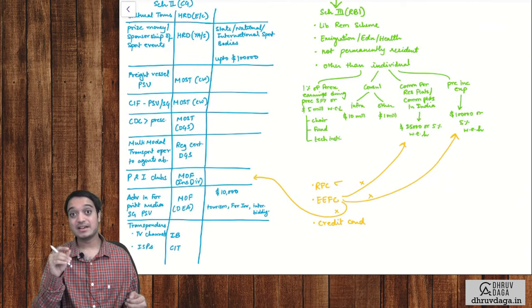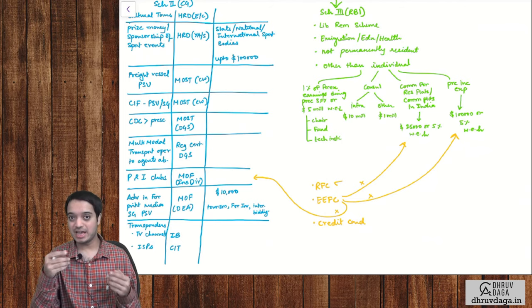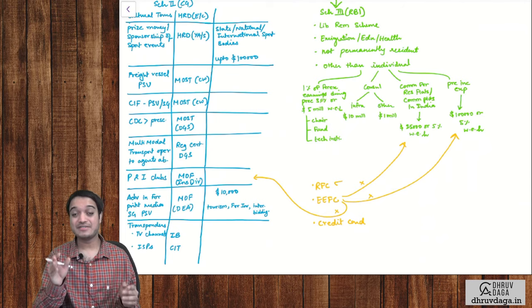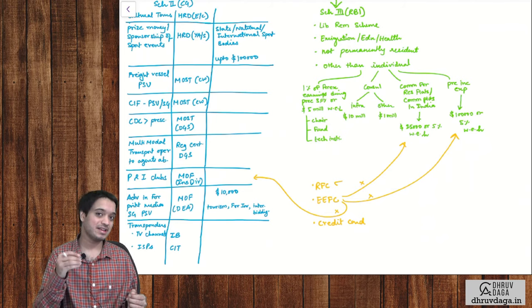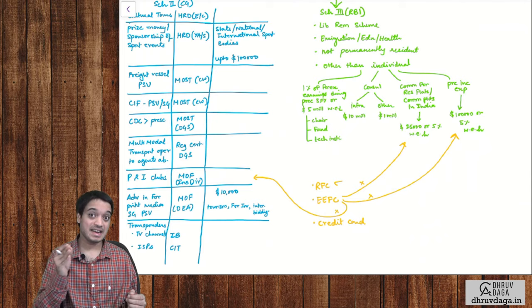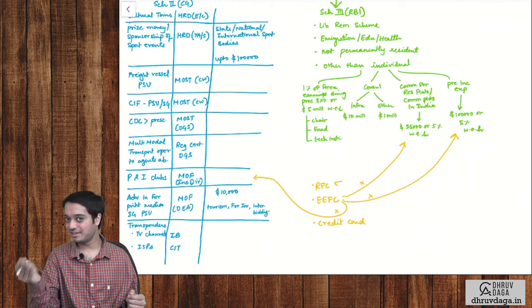The first one is for creation of a chair in an educational institute, creation of a trust fund other than an investment fund in an educational institute, or for a technical institution in the same field as its business. Then 1% of its foreign exchange earnings in the preceding 3 years, or $5 million, whichever is less. If it is for consultancy, then for infrastructure projects, $10 million. Other than infrastructure projects, it's $1 million.